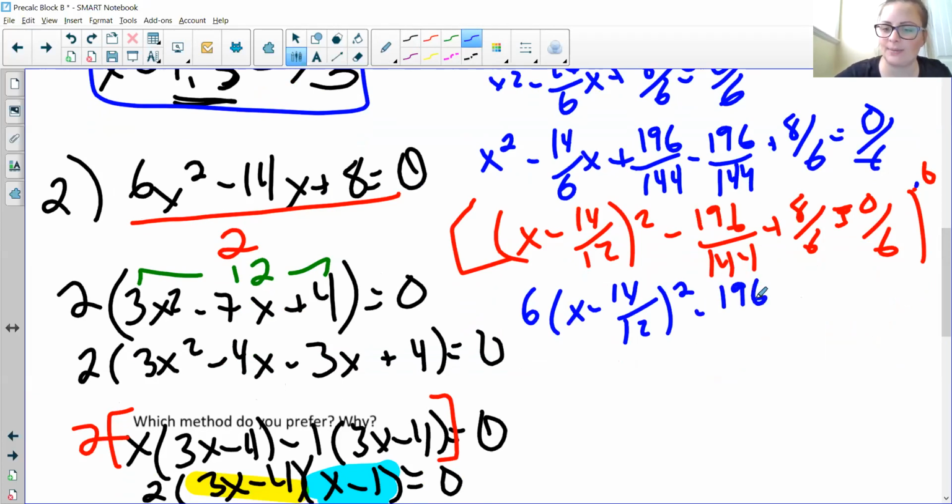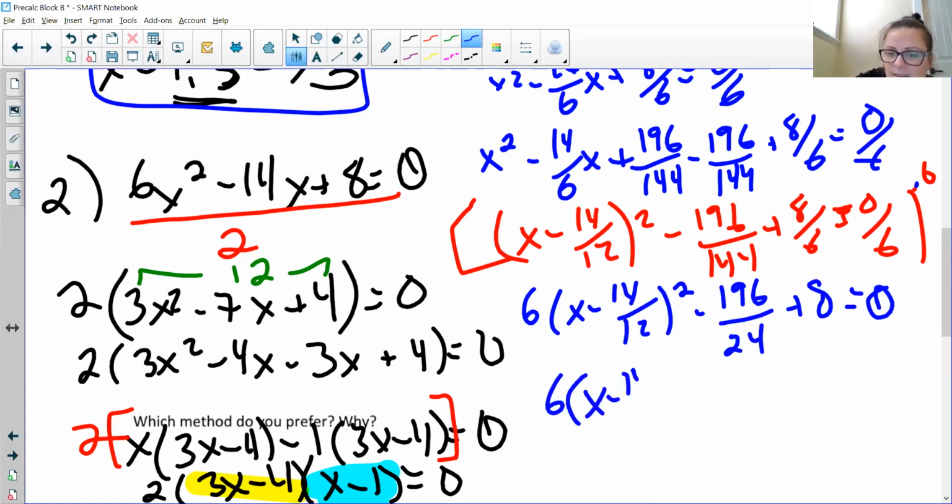So if I want to multiply it by 6, it means I divide the denominator by 6, and I get 24 plus 8 equals 0. I then have to simplify and add my fractions, so I'm going to do that next. This becomes 6 times x minus 14 over 12 squared.